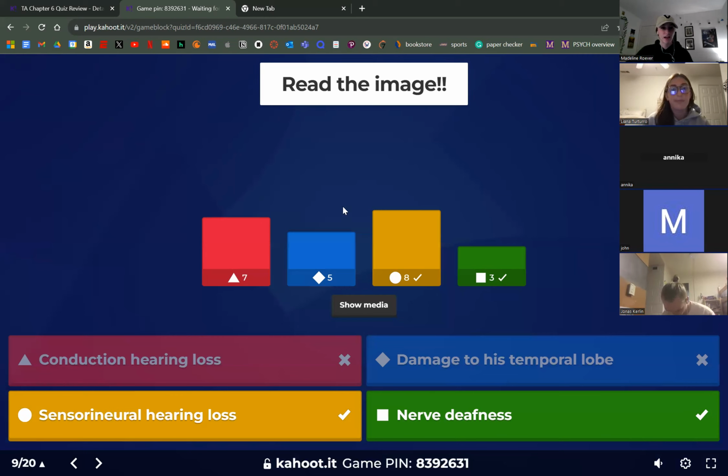And then conduction hearing loss is just damage to the mechanical system that conducts sound waves to the cochlea, never pronounce that. So that's like the middle and inner ear being damaged.